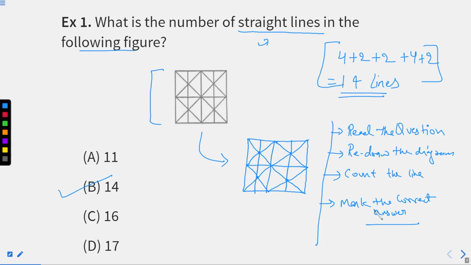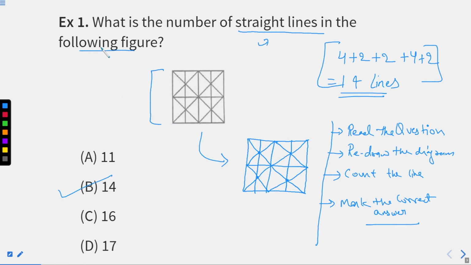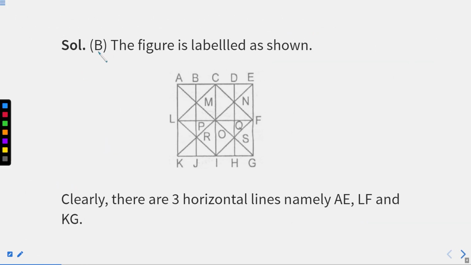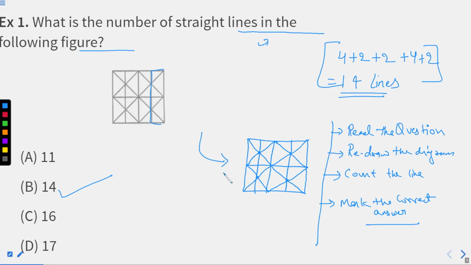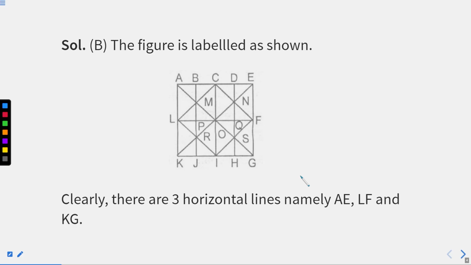Now we'll directly move to the answer part of this. B is our answer. You can see B is our answer, right? So the figure is labeled as shown. Now I will tell you another approach. That is our approach number 1 in which we are redrawing the figure and finding it. This is a much easier approach, but I'll tell you a different approach as well because sometimes it becomes difficult for you to redraw this diagram.